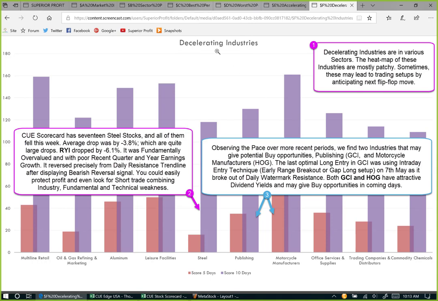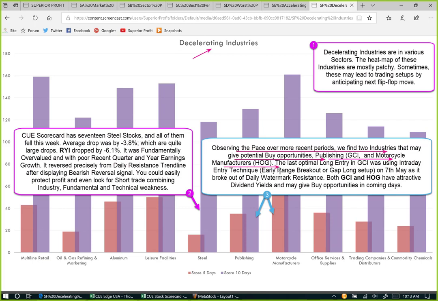Coming back to the decelerating industries, observing the heat map over recent periods, we find two industries that are in the decelerating list now. However, they are patchy in the heat map, switching between cyan and magenta. So if that switching continues, they may actually give potential buy opportunities. I found two such industries, publishing and a stock in that, GCI, and motorcycle manufacturers.